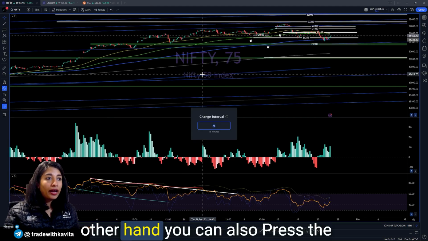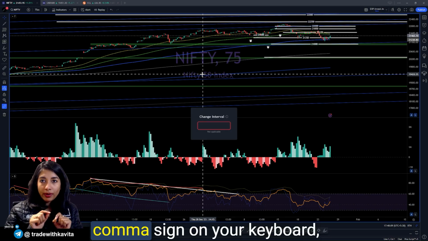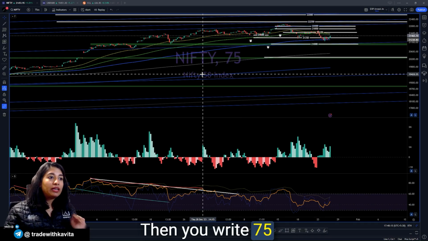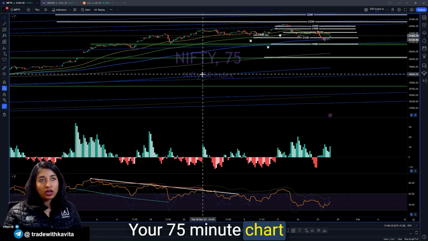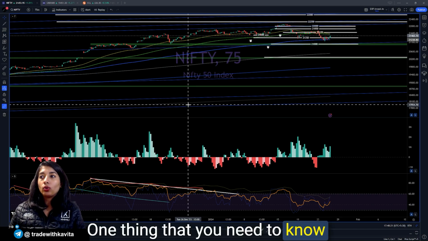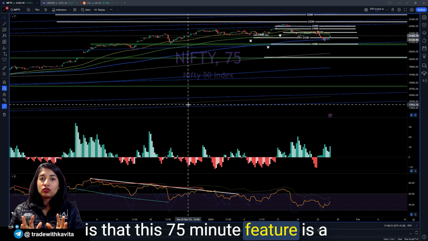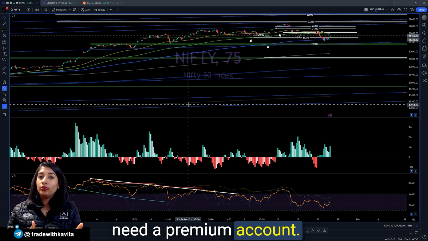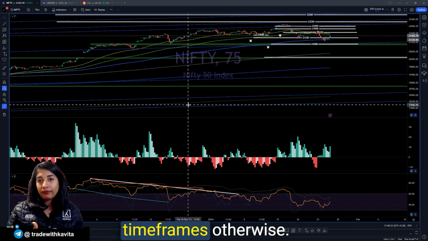On the other hand, you can also press the comma sign on your keyboard, and then this change interval window will open for you. Then you write 75 and hit enter. Your 75-minute chart will get loaded. One thing you need to know is that this 75-minute feature is a premium feature on TradingView. In order to use it, you will need a premium account. You cannot set custom timeframes otherwise.